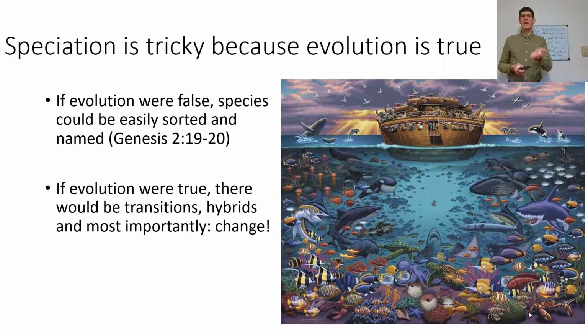So, lions, tigers, and house cats, are those all the same species? A creationist would say yes, and an evolutionary biologist would say no. And it's hard to test. Can you mate a cat and a lion? No. But are they the same species? No, of course not. But some would say they are, and that's your alternative here, but it's much less testable. If evolution were true, there are transitions, hybrids, and of course, over time, change.